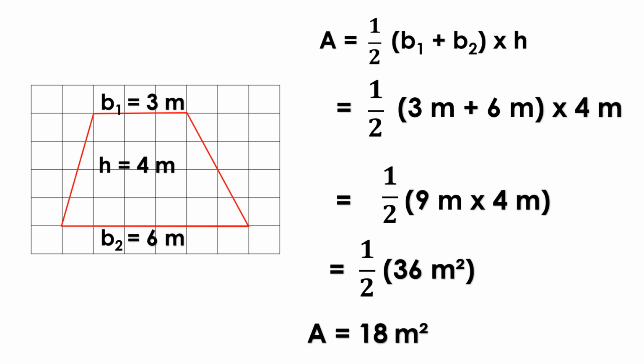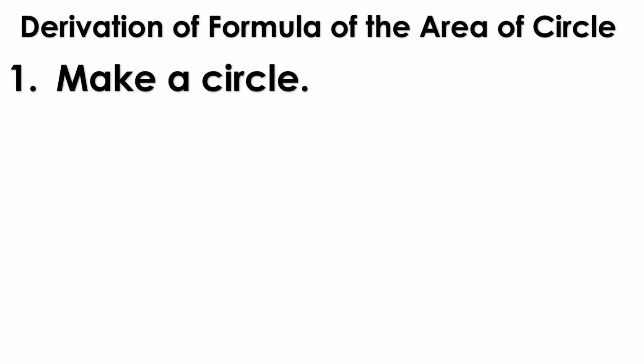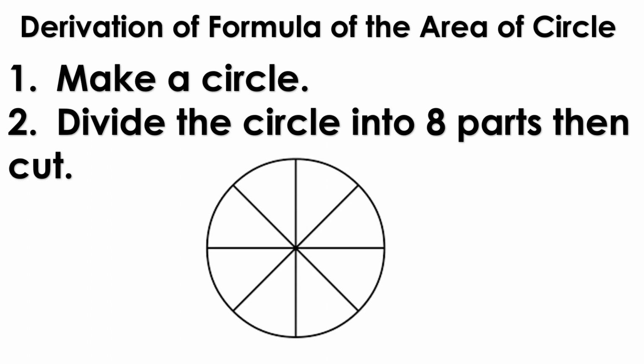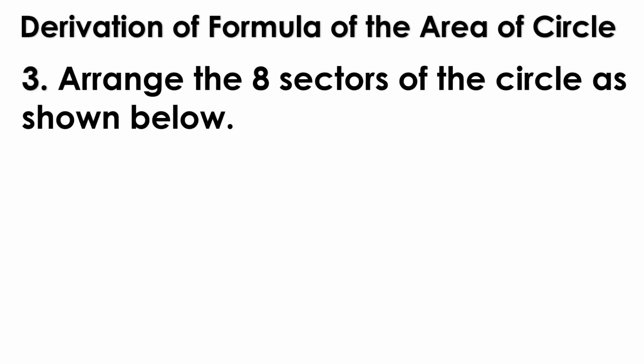Now, in order for us to understand the area of a circle, let us first derive the formula in finding its area. In order to do this, first, make a circle. Second, divide the circle into 8 parts. Then cut. Divide the circle like this, then cut it into 8. After cutting it into 8, arrange the 8 sectors of the circle as shown below.